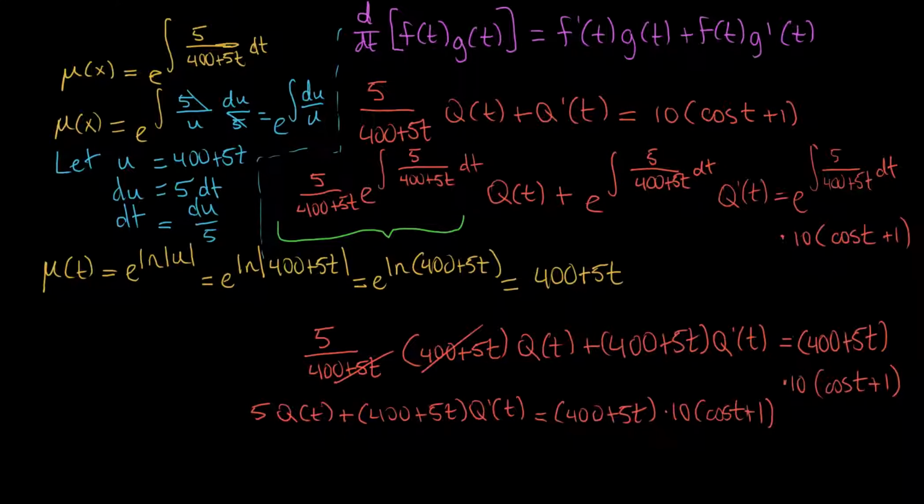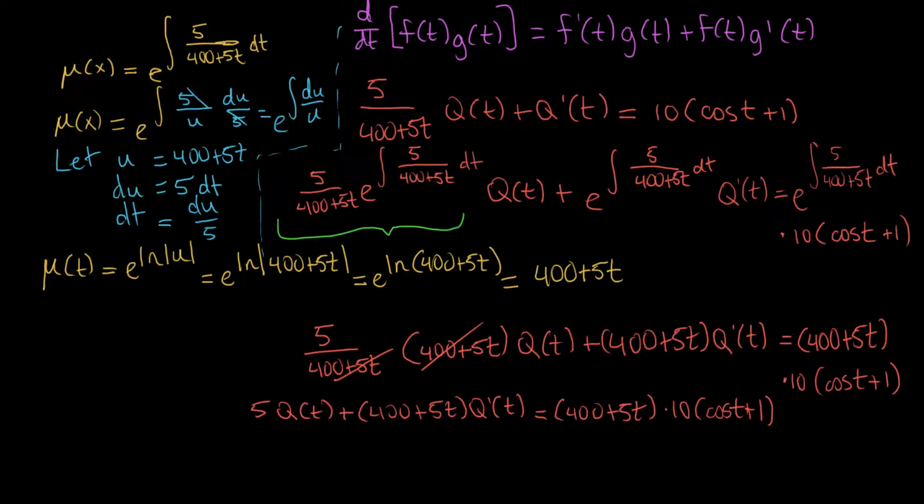And if you look at this, this is exactly what we were looking for with the product rule. Here we have q of t times some, hopefully, derivative of some function. And of course we know if this is actually the product rule, when we're multiplying by q prime of t, that means that this function right here would have to be the other function, so 400 plus 5t. And indeed, it certainly looks like the derivative of 400 plus 5t is 5. So we did it correctly.